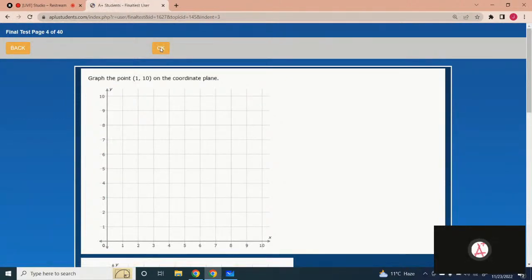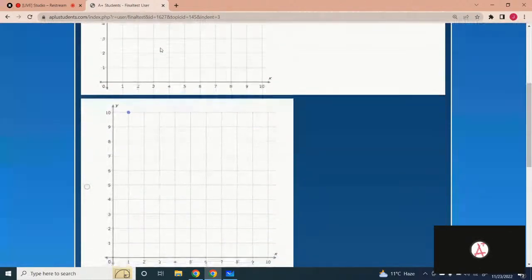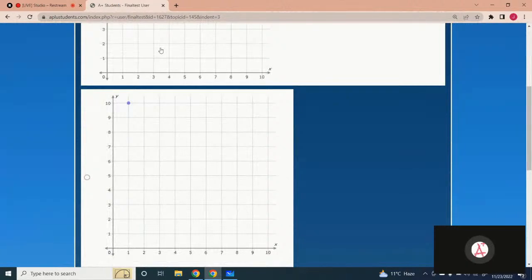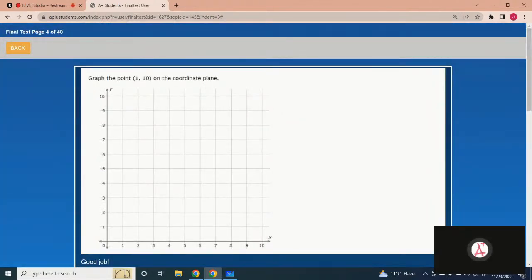Okay, graph the point 1 and 10. x is 1 and y is 10. So it would be the first option. You can match: here you have 1 and here you have 10. So it would be the first option. Got it? Just select the correct option and click on the OK button.